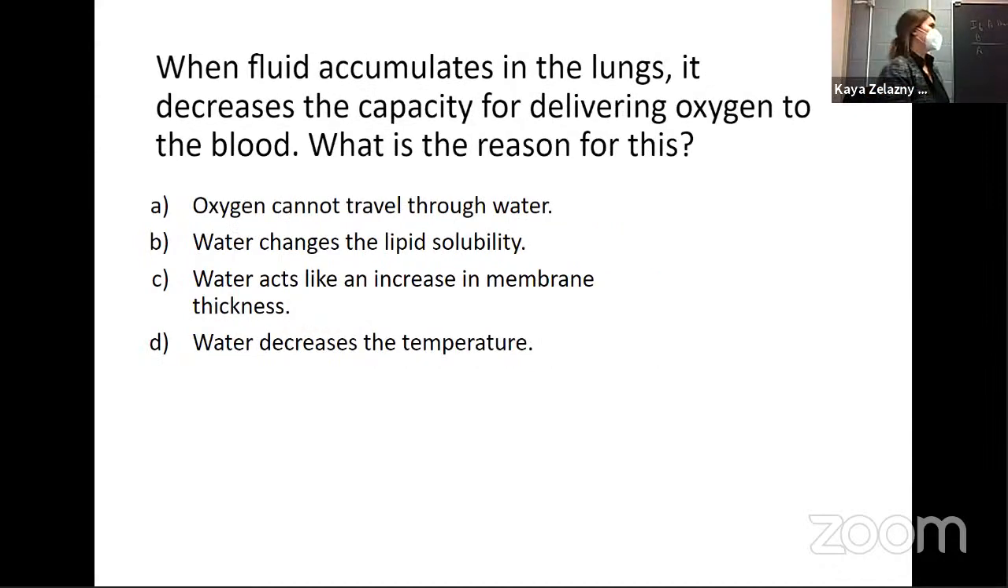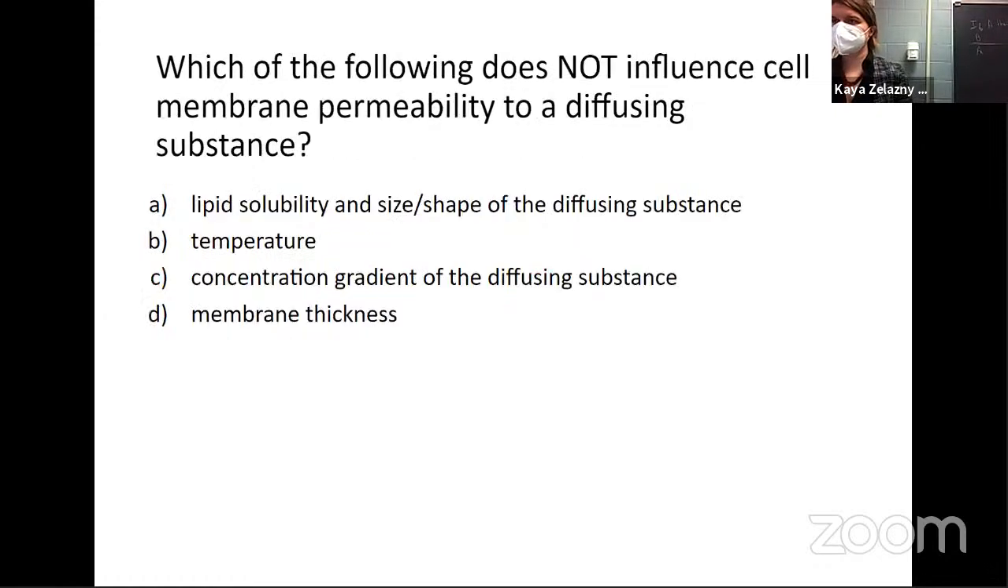Okay, I've got another one, bringing the lungs into it. This one's a little tricky. So we want to think about the lungs. Think about what would happen if we have fluid accumulating on our membrane. When this happens, we can't get as much oxygen into the blood. So we're going to try to guess what's happening there. We will look at this later when we look at examples. But in this case, what's actually happening has to do with membrane thickness. Adding fluid in the lungs almost acts like an increase in the thickness of the membrane.